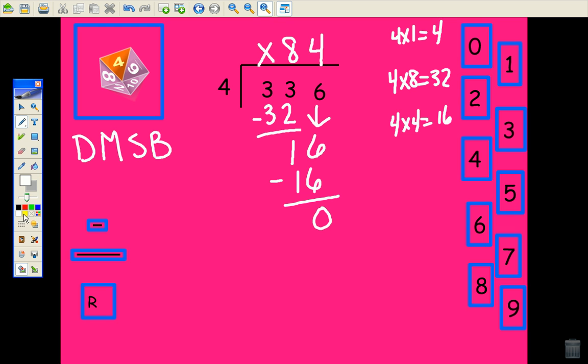I'm going to check myself. So I'm going to do 84 times 4. I'm going to do traditional this time for those of you that like traditional. 4 times 4 is 16. Regroup. 80 times 4 is 320 plus 10 would be 330, because it was one group of 10. So 336, those two check out. I'm good to go on that one.